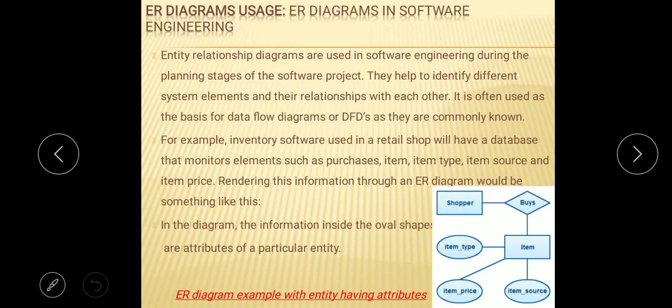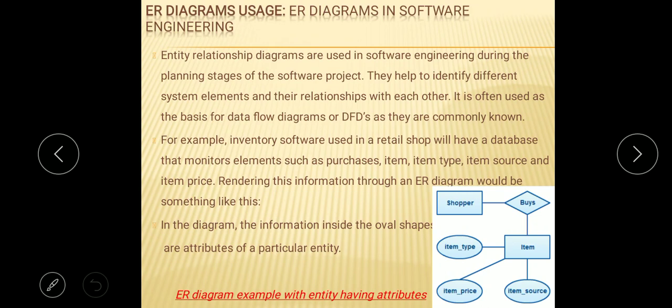Now, ER diagrams in software engineering. Entity relationship diagrams are used in software engineering during the planning stages of the software project. They help to identify different system elements and their relationships with each other. It is often used as the basis for data flow diagrams or DFDs as they are commonly known.